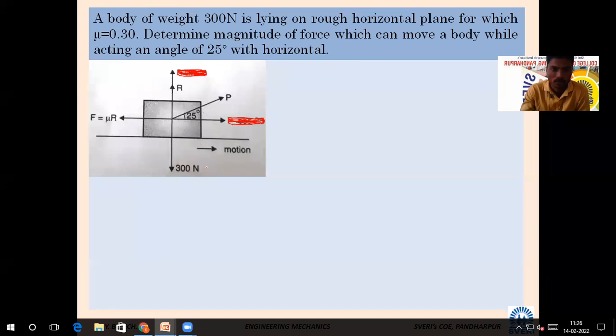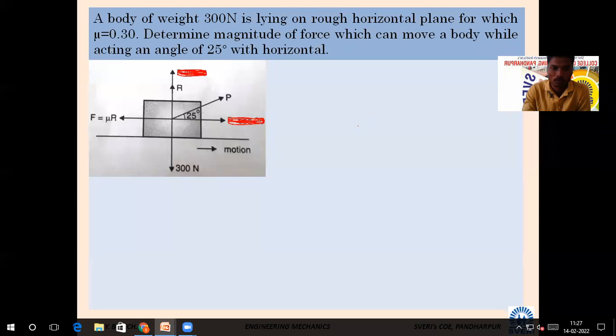Okay, is it the same? Just check. Where that object is pulled by an inclined force, not a horizontal force, an inclined force, which is inclined at 25 degrees with the horizontal, and its intensity is how much? Just check, we have to determine the magnitude of force which can move the body. Yes, we have to determine by how much force we have to apply on this body so that it will move. That's all. Okay, so let us see now.